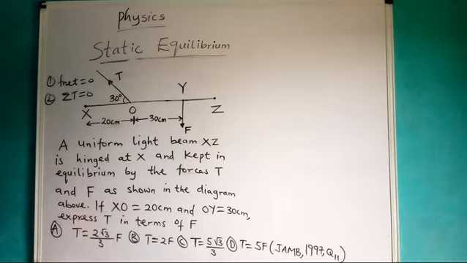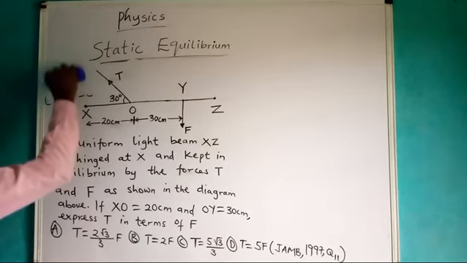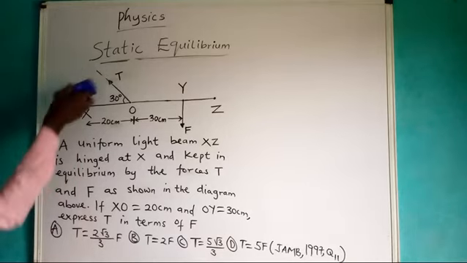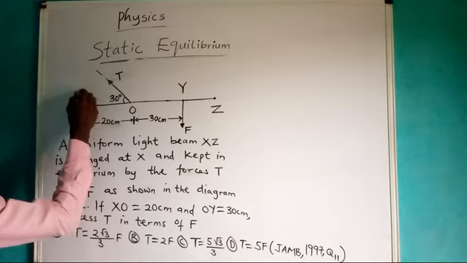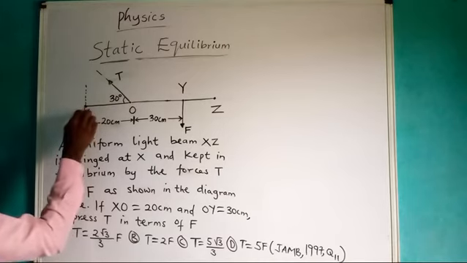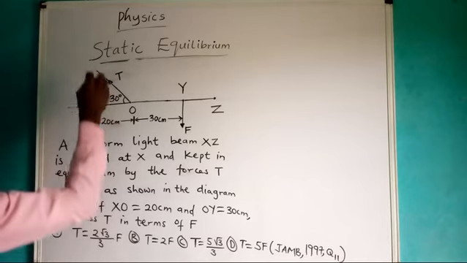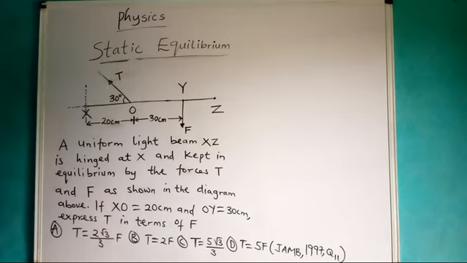Now, to do this using the second condition, I have to determine the axis of rotation. That is very, very important. To determine the axis of rotation, my point of rotation is going to be at X. This very part here will be the axis of rotation, at X. Okay, now we cannot proceed yet. Let us see what we need to do there.